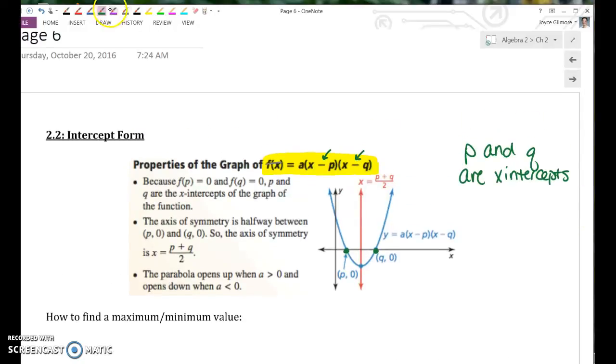So up at the top of your page, I'm going to write an example. Leave a space here and then write x minus 2 times x plus 3. An x-intercept exists when the y value is 0. So what we're really doing is we're solving this equation: 0 equals x minus 2 times x plus 3.